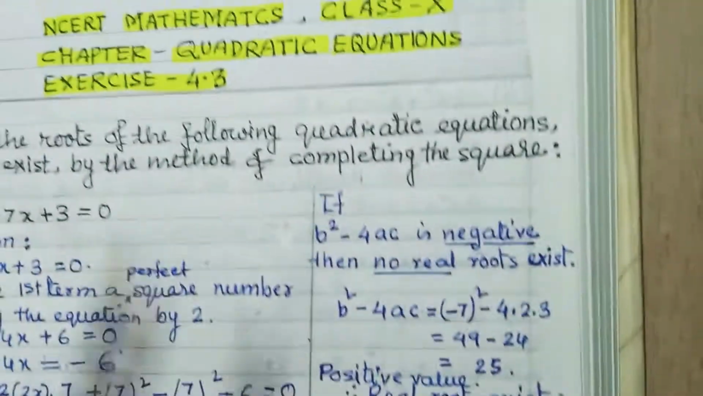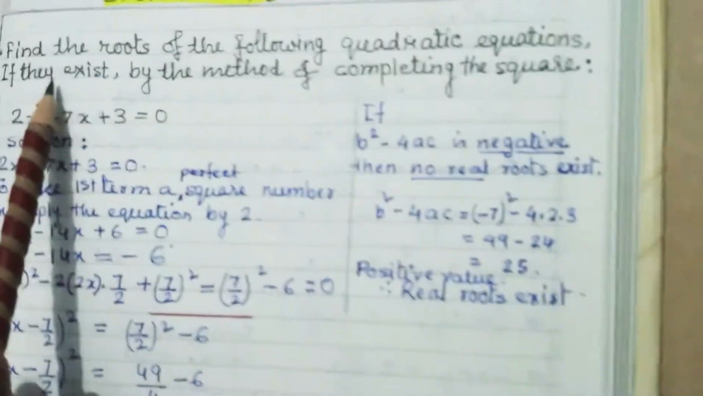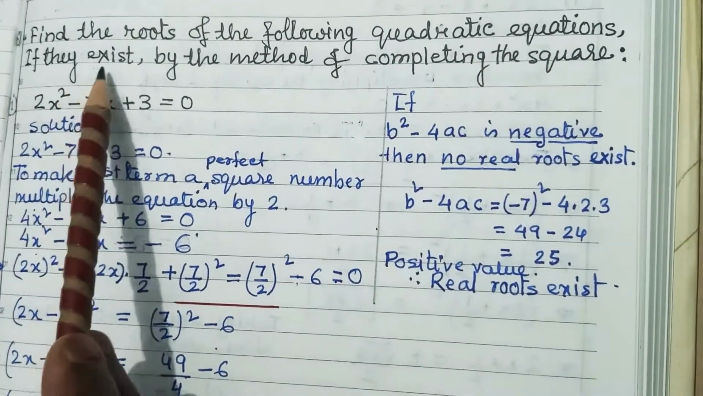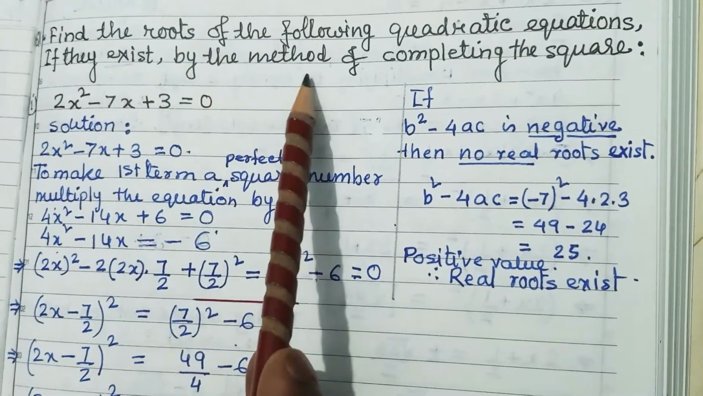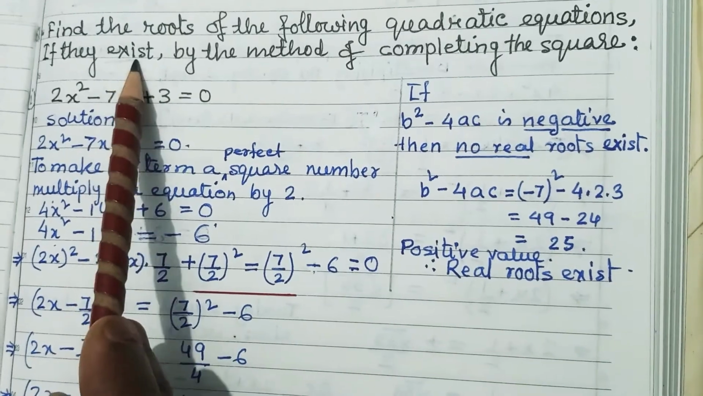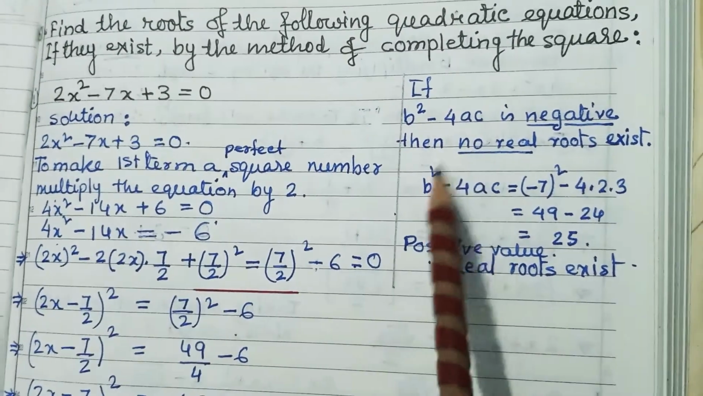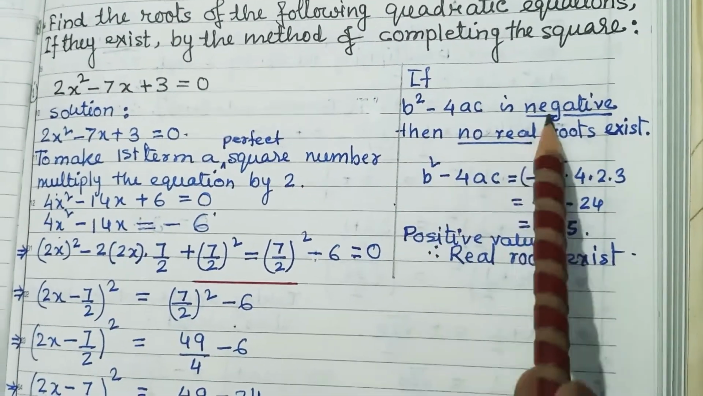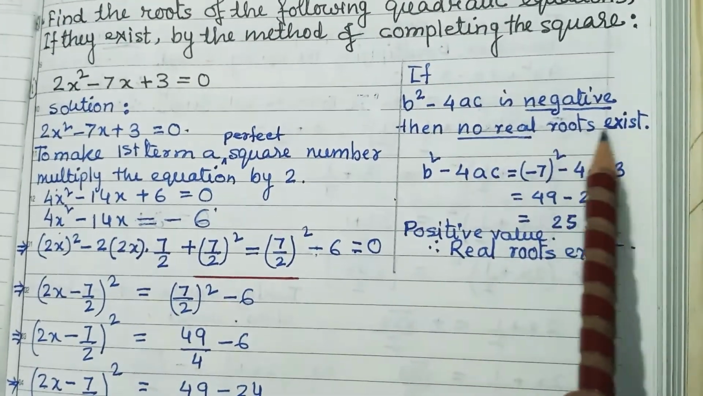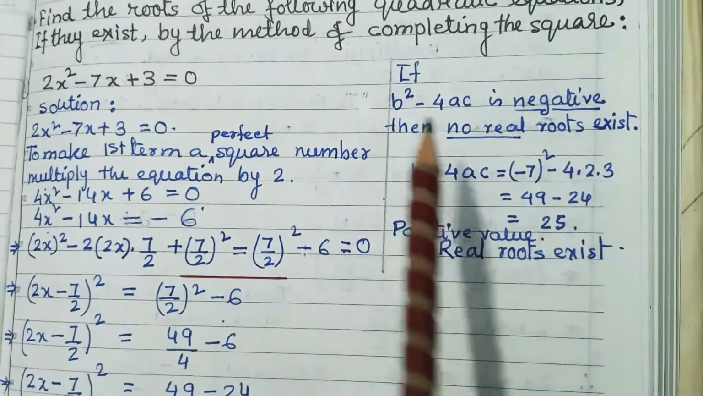Now exercise 4.3, the first question. Find the roots of the following quadratic equations, if they exist, by the method of completing the square. First we have to find out whether they exist or not. For that, if the value of b square minus 4ac is negative, then there are no roots. So we have to check it.